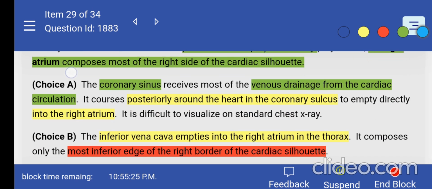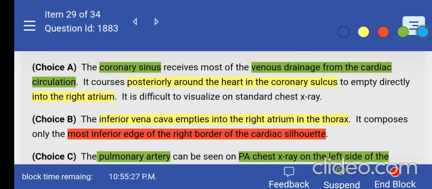Okay. So why not option E? The coronary sinus receives most of the venous drainage from the cardiac circulation. This is an important point to be noted. It courses posteriorly around the heart in the coronary sulcus to empty directly into the right atrium, right? Directly into the right atrium. Okay. It is difficult to visualize on standard chest X-ray.